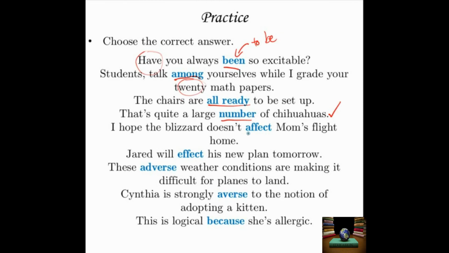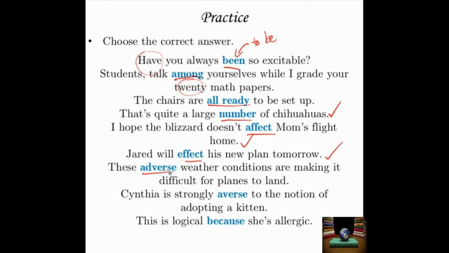Next, I hope the blizzard doesn't affect Mom's flight home. Remember, you use the effect as a verb, which this is, pretty much only when you're talking about putting a plan into action or doing what you've said you're going to do. I will effect change. In this case, we have an outside force altering something, so it is affect. Remember, alter, A, affect, A, look for the A's. Next, Jared will effect his new plan tomorrow. He's going to do everything just like he planned it, so he will be very effective. He will effect his new plan.